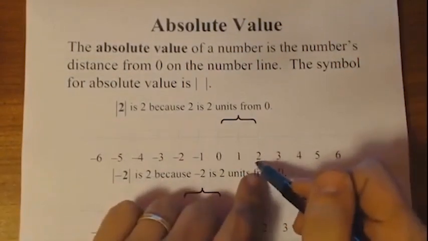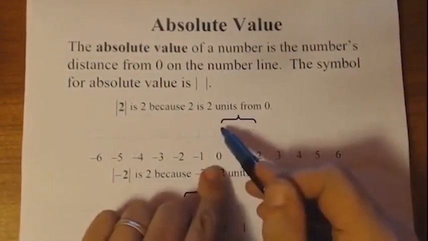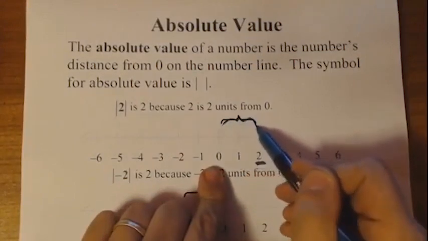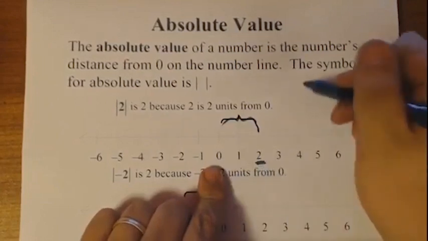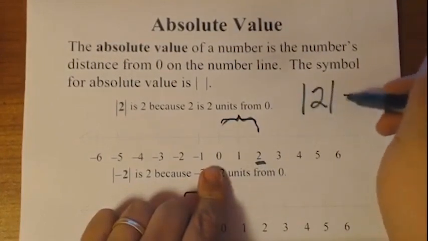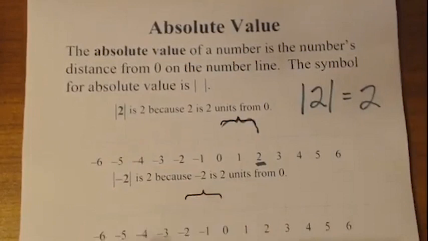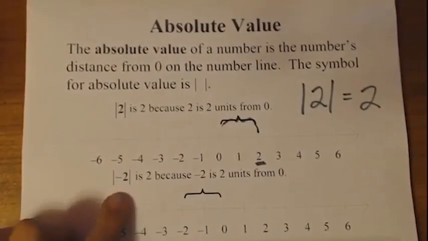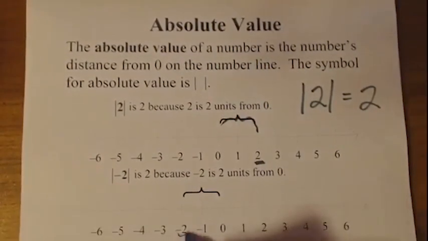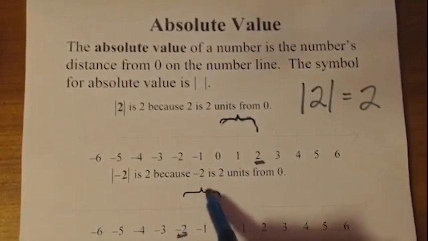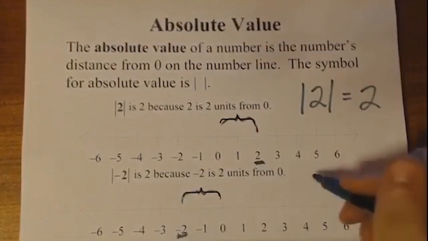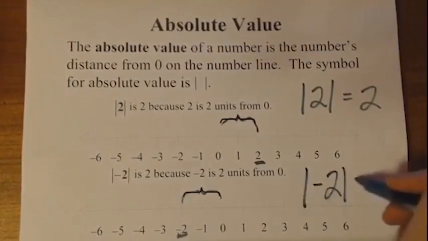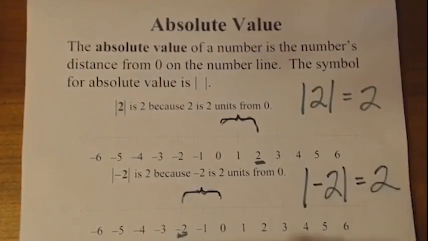2 is 1, 2 units away from 0. So the absolute value of 2 is 2. The absolute value of negative 2. Well, negative 2 is also 1, 2 units away from 0. So the absolute value of negative 2 is also 2.